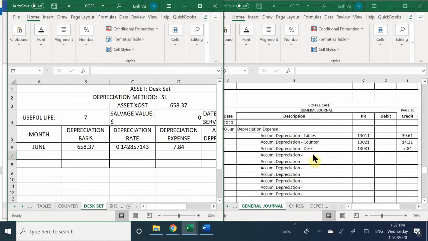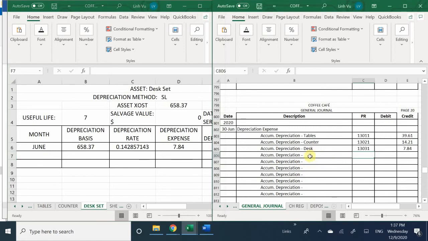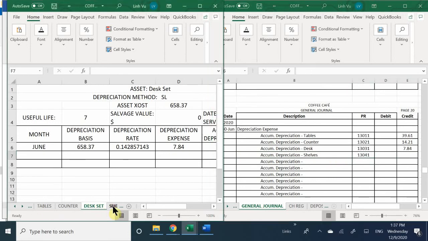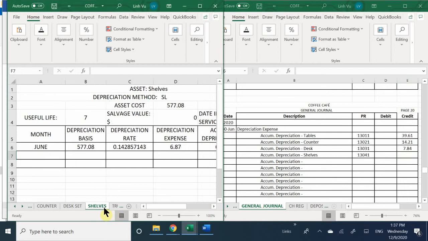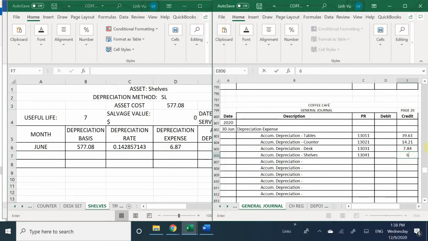So what's the next account? The shelves. And their number is 13041. 13041. I see a pattern. Yes, but that's only for now. All right, so let's take a look at our shelves. Our shelves is going to be $6.87. $6.87. All right.